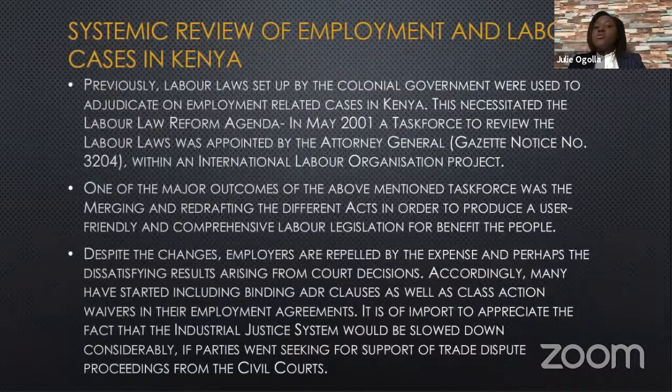Then we're talking about class action waivers. I've told you before that some of the decisions from the court, especially if a group of people were suing, show that the people will get compensation as that class suit, as that group of people. So it is important to also appreciate the fact that the industrial justice system would be slowed down if all the parties went seeking support from the civil courts. You see, that's why we are continuously stating that alternative dispute resolution mechanisms are the best forms of dispute resolution.